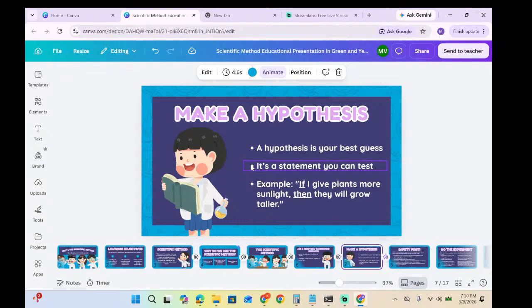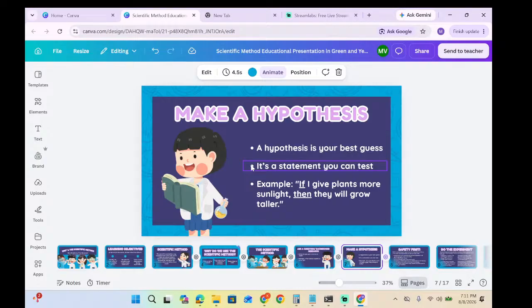For example, if I give plants more sunlight, then they will grow taller. So we're saying that sunlight is what causes a plant to grow taller. So if we increase the amount of sunlight, then they will grow taller. Or if we give plants more sunlight, then they will grow taller. That is what we're saying.